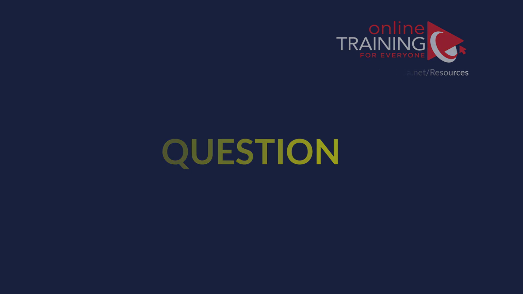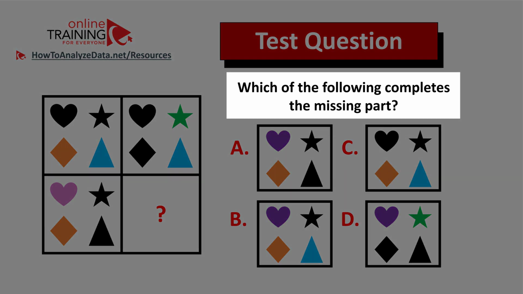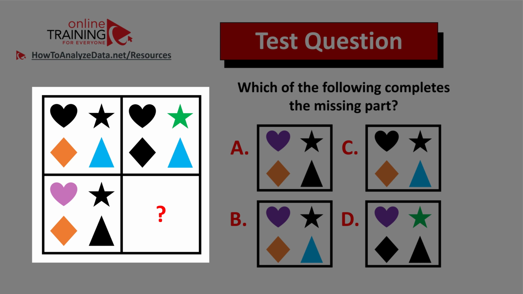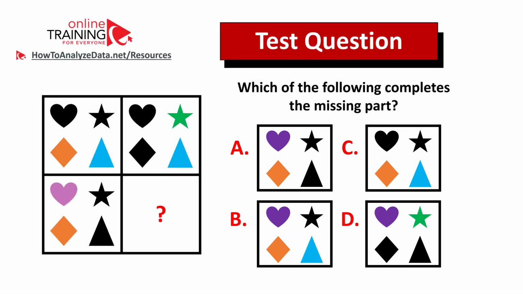Let me share with you a tricky question which tests your reasoning, analytical, as well as visualization skills. Which of the following completes the missing part? And you're presented with a 2x2 box. One of the squares in the big box is missing. And you have 4 different choices to choose from: A, B, C, and D. Take a closer look and see if you recognize the pattern. Do you think you know the answer?